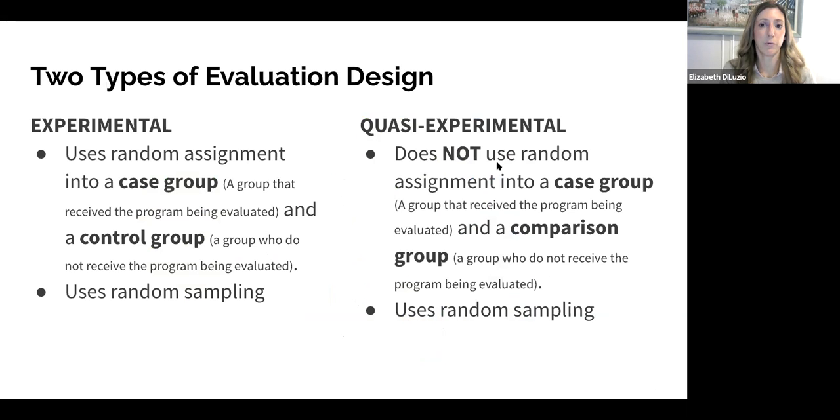And that's why we move into quasi-experimental. That's where this becomes relevant, is the ethics. When it is not ethically sound to use randomized assignment to do an experimental design. So it does not use randomized assignment. And it still has, though, a case group and a comparison group. And it still uses randomized sampling. And I'll get to sampling later, so you can just kind of note it, but put it aside. Right now, what we're talking about is how they get assigned to the case group and the comparison group.